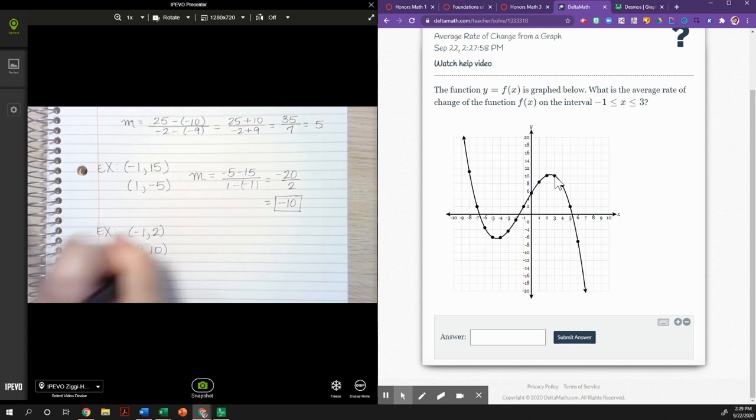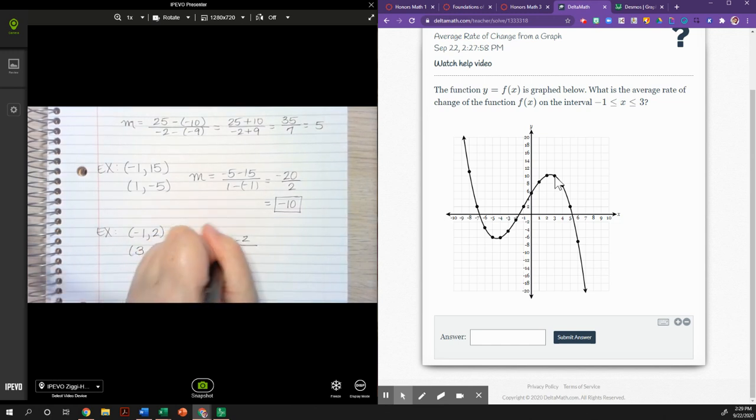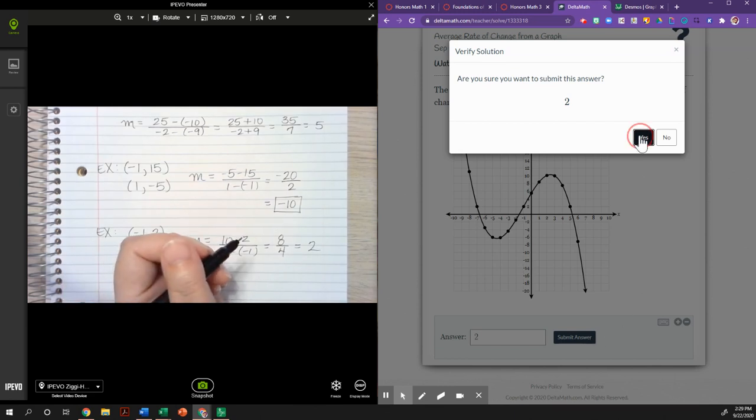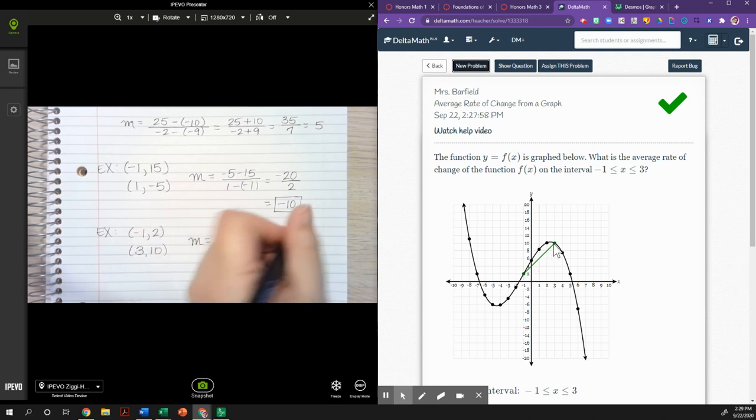So 3 comma 10. So m equals 10 minus 2 over 3 minus -1. So 10 minus 2 is 8. 3 plus 1 is 4. 8 divided by 4 is 2. Submit my answer. Yes, there we go. And see how he wrote that straight line, because that's what he's looking from. From this point to this point, what is the average rate of change?